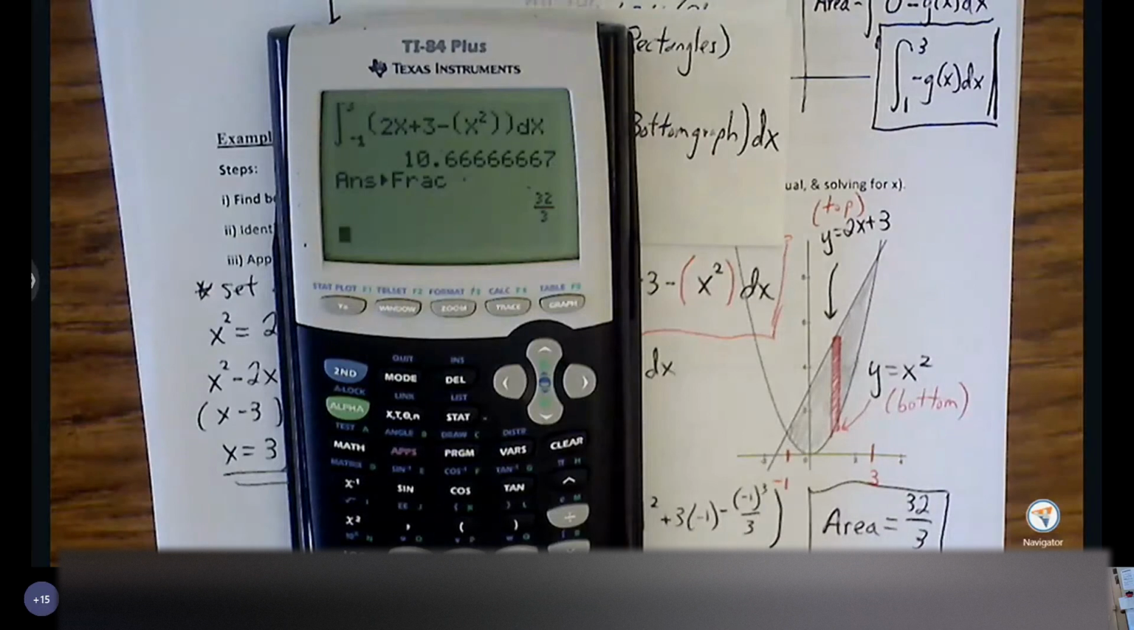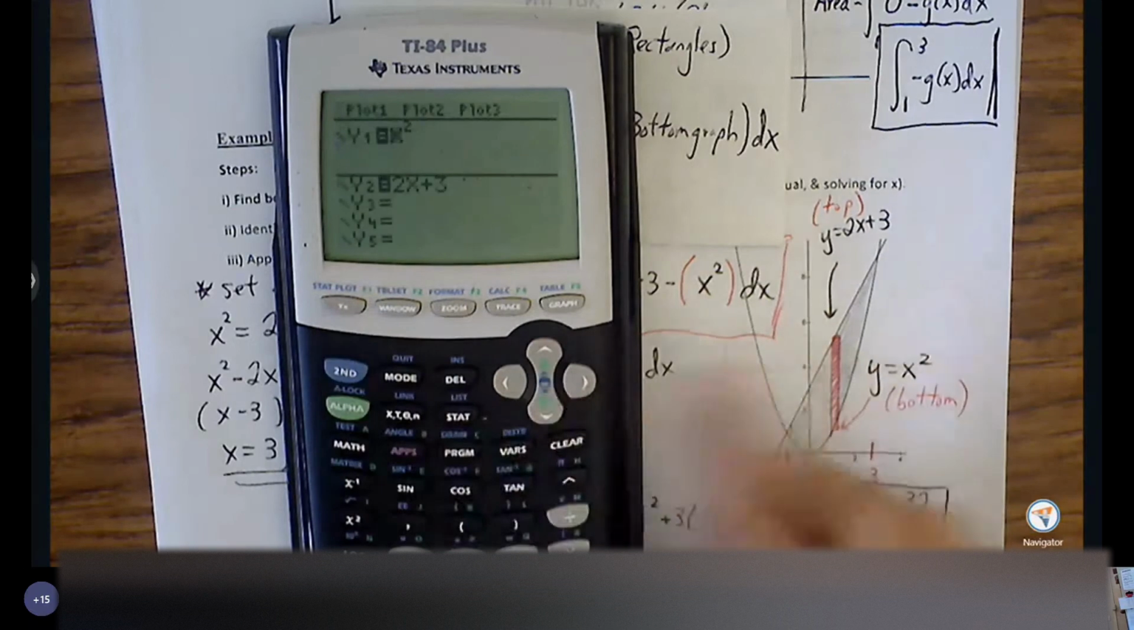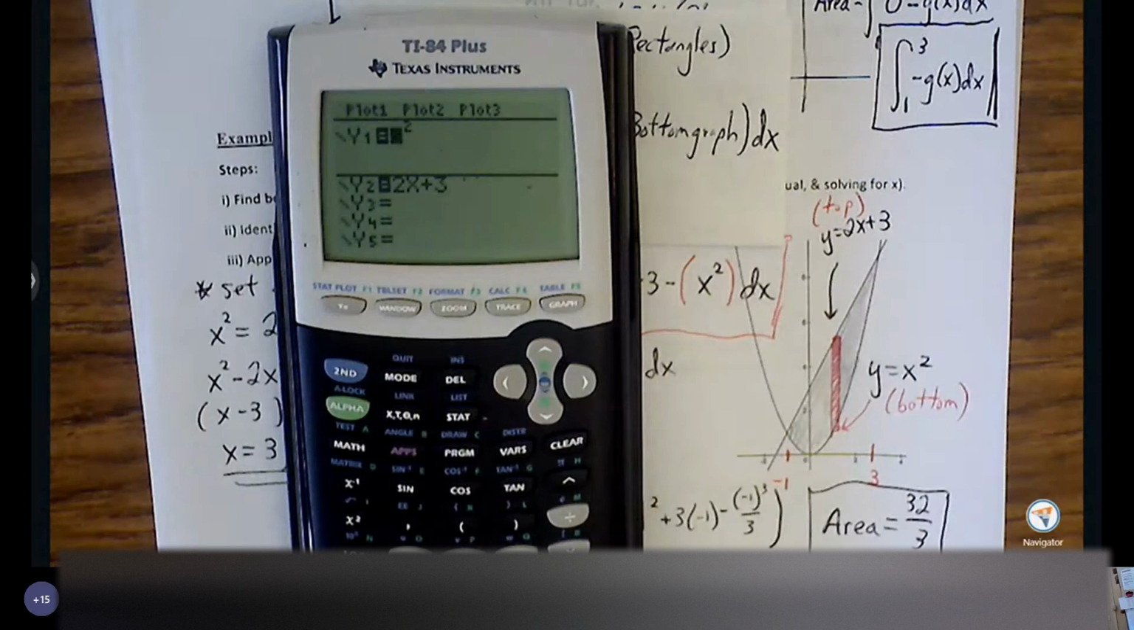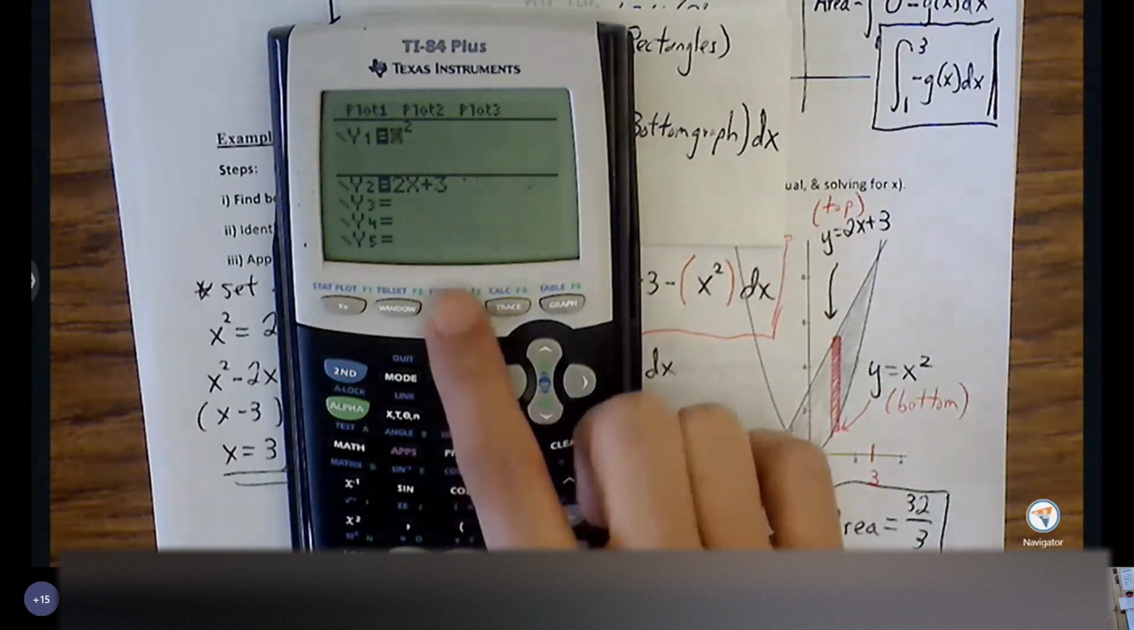We're also going to play with our window as well. So go to y equals, enter in your function. We're going to enter in x squared and 2x plus 3. And now we're going to graph it. Now, when you graph it, you're going to do zoom 6.